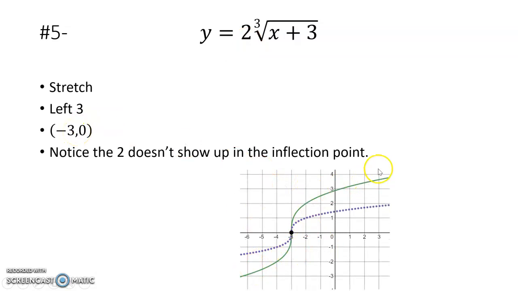And the answer's in green here. The reason I showed you the purple is so you could distinguish between a stretch versus the parent graph. This is the parent graph shifted to the left 3 units. The green is your answer because it has this 2 for your stretch. The domain is all real numbers because, again, the green graph here goes left forever, goes right forever, so it covers all possible x's. The range goes down forever and up forever, so it covers all possible y's.